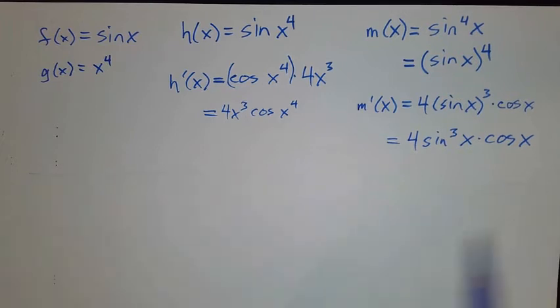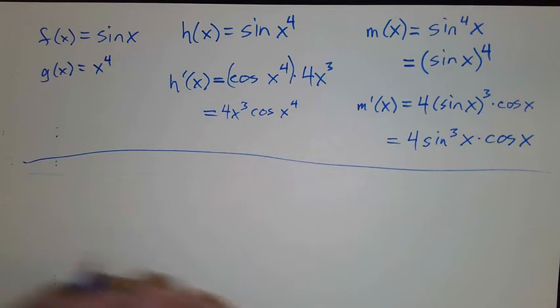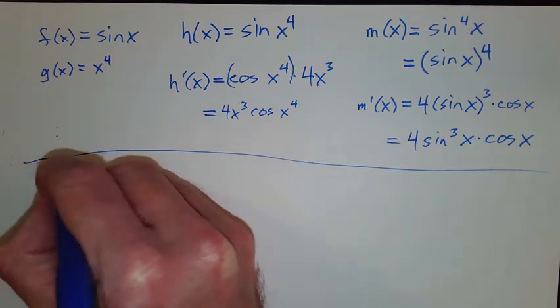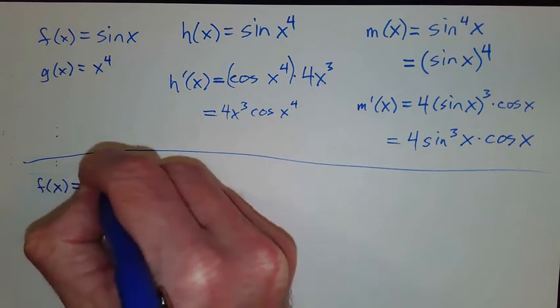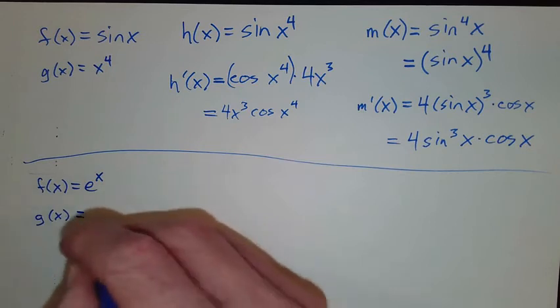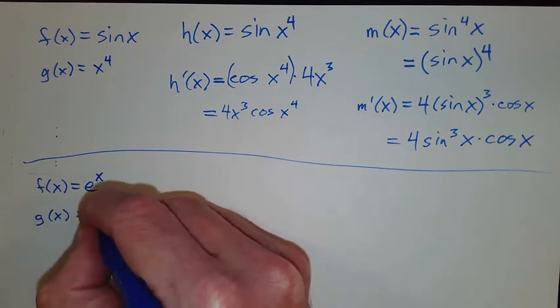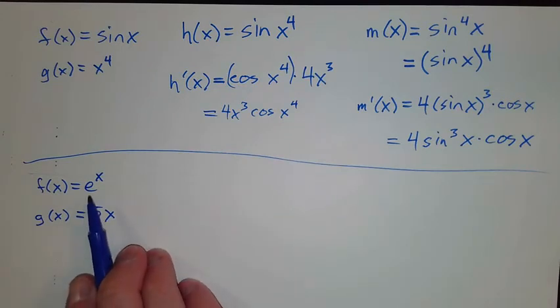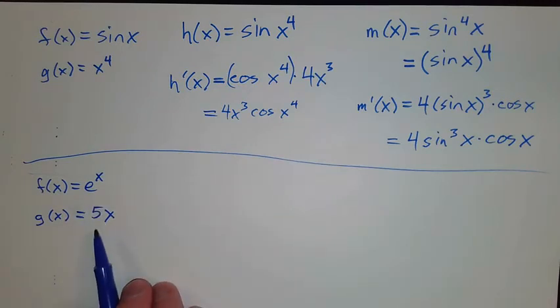All right, let's take a look at a couple more examples. I'm just making these up off the top of my head. Let's go with a new set. Let's do something similar. How about f of x is e to the x, and g of x is 5x. Of course, the derivative of e to the x is e to the x. The derivative of 5x is simply 5. So let's take a look at a couple different possibilities.